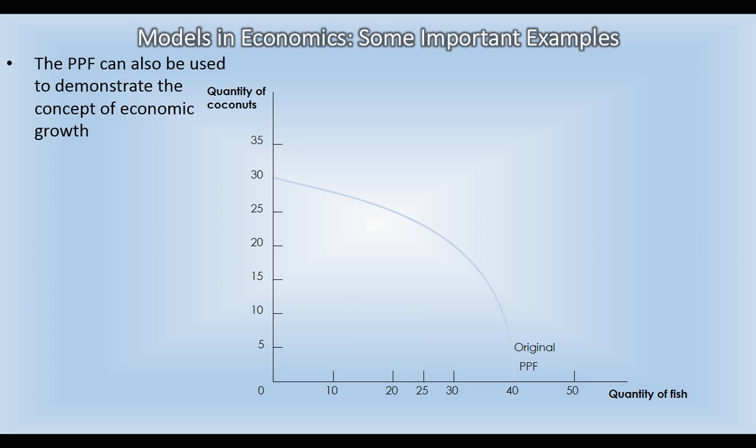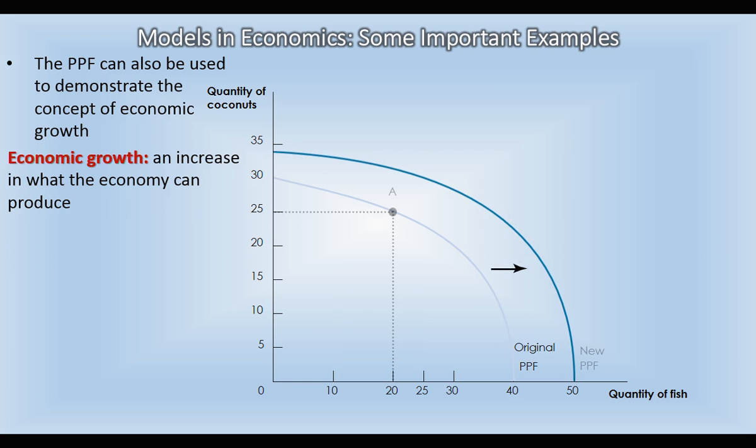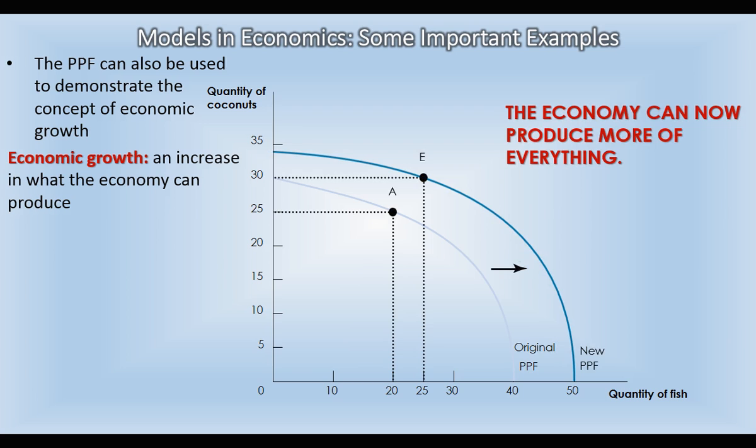Before, people used to just pick cotton from the fields, and it took forever. Then the cotton gin was created, and that allowed us to mechanize the process of picking cotton. Of course, per minute, per hour, that exponentially increased how much cotton we could produce. So that's what I'm talking about here. The PPF can also be used to demonstrate this concept of economic growth. Economic growth, formally defined, is an increase in what the economy can produce. So if the economy can produce more, then the PPF is going to shift out. The economy can now produce more of everything in this new PPF.